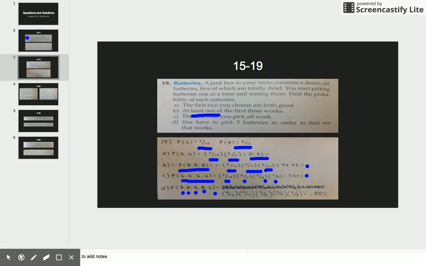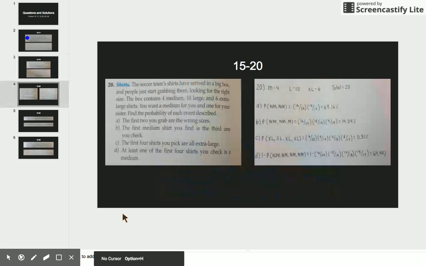So I start with my bad 5 12s. I drop down each time until I get to my fifth one. I actually still have 7 good ones. So the top now goes up to 7, but the denominator is at 8 because there's only 8 batteries left. And my answer is 0.88%. The next slide here.